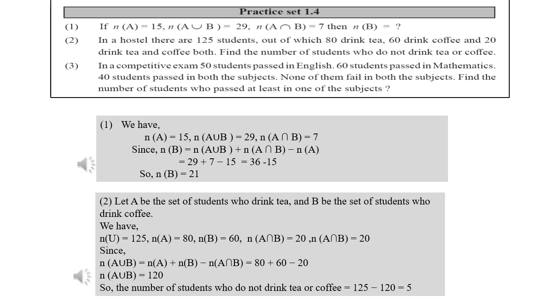Clear? All the terms are clear with everyone? Why we have taken 125 as the universal set?